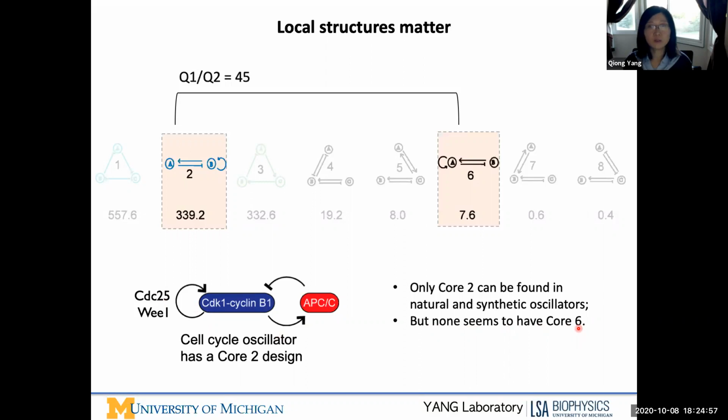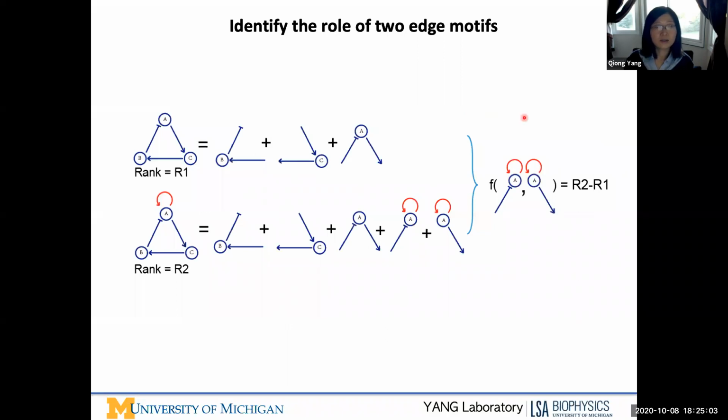Maybe there's something we missed to help us understand this: in addition to the core composition, the local interaction on the node may also matter. So to find it out, we do a pairwise comparison for all the neighboring topologies in the atlas. For each topology, we decompose them into 2 edge motifs, and the 2 edge motif would be an indication for the interactions on the node.